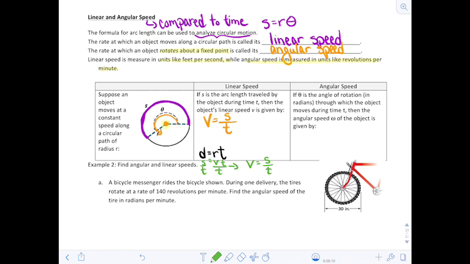Okay, now angular speed, this is brand new. Theta is the angle of rotation in radians through which the object moves during time t. So it's just turning on a point, like turning a dial. The angular speed formula for w, this really curvy w, is given by theta, turning over time, how theta changes over time. So linear speed is arc length changing over time, and angular speed is theta changing over time.